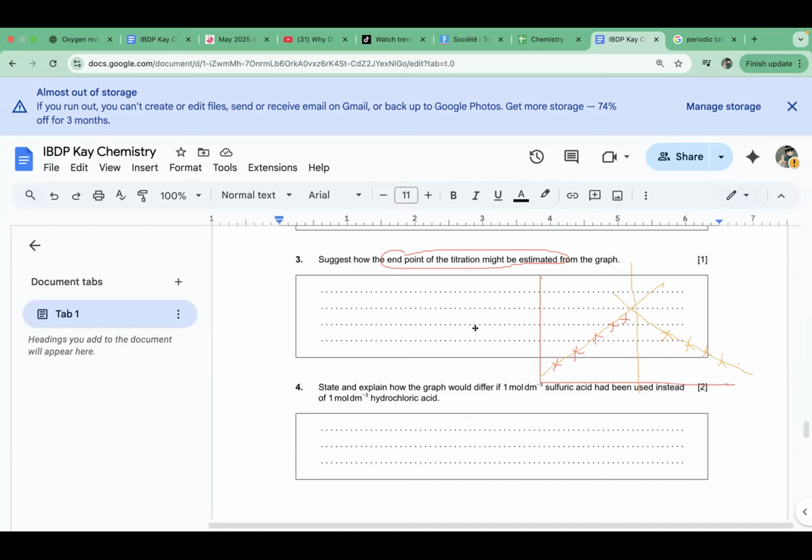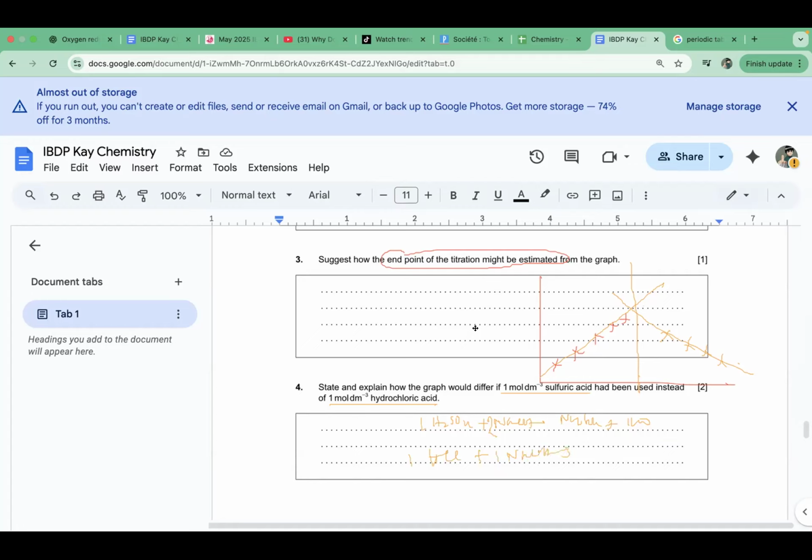State and explain how the graph will differ if 1 mole per decimeter cubed of sulfuric acid is used. Now tell me one thing, how will it differ? It's a good question. H2SO4 plus NaOH gives you Na2SO4 plus H2O, right? So here they react in a 1:2 ratio. If you're taking HCl, it will be reacting in a 1:1 ratio, right? You get my point?